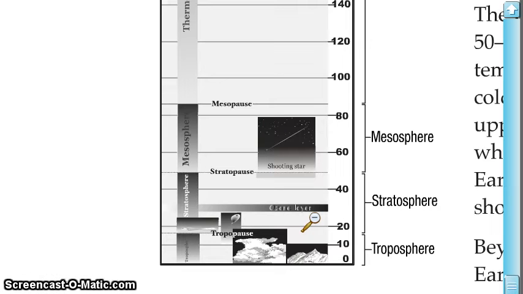It kind of acts as a conveyor belt or a river and that's what pushes a lot of air masses and weather fronts around on Earth.